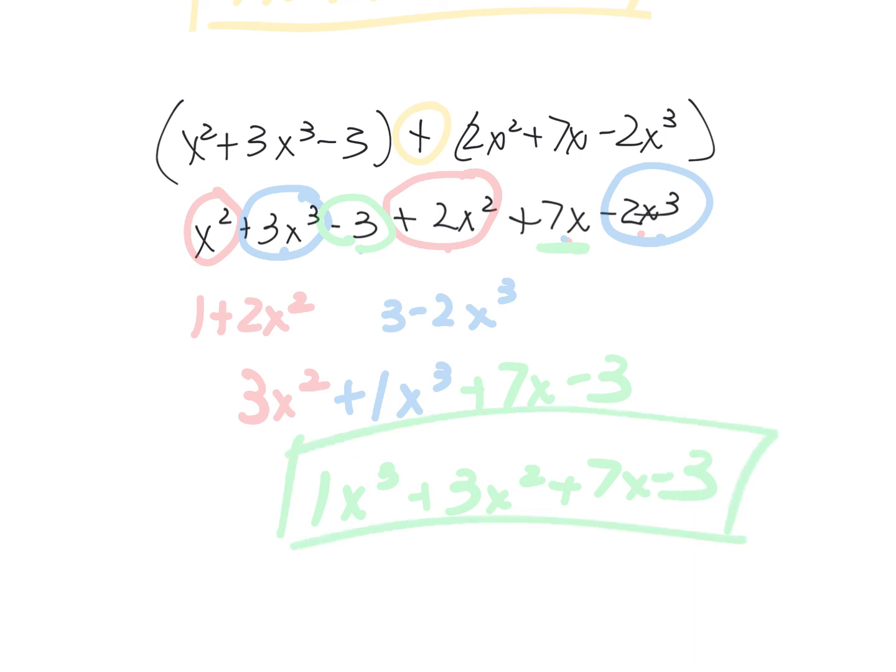So remember what you're doing. You are not solving, you're combining like terms. So we add or subtract our coefficients, that's the numbers in front. And we keep our variable with the same exponent or power.